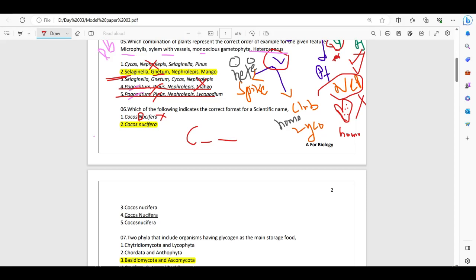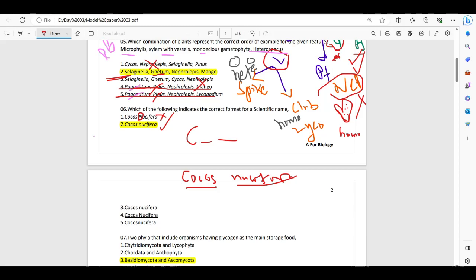The next one is Cocos nucifera, which is the correct answer. It is correct because it is printed. When it is printed, you have to italicize it, but if it is handwritten, you have to underline the two names separately. So I will write it here. If we write it down in letters, Cocos nucifera, you have to underline Cocos and nucifera separately.